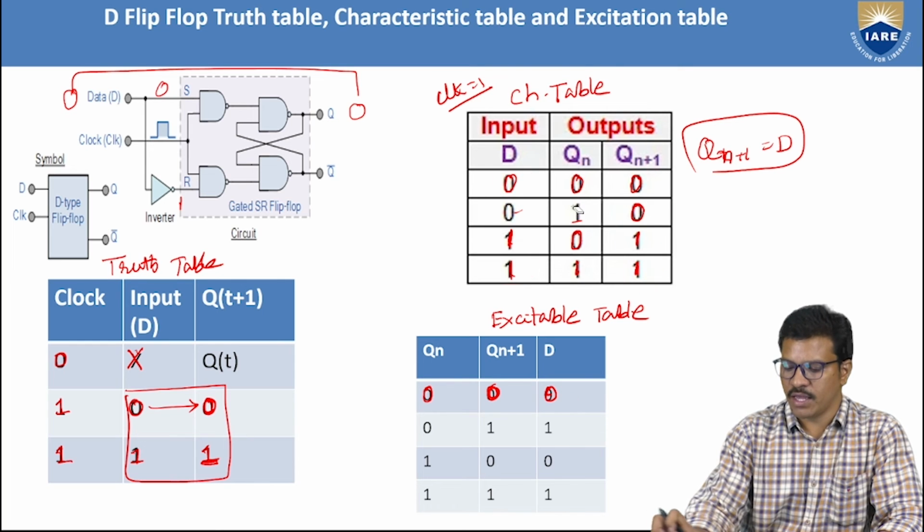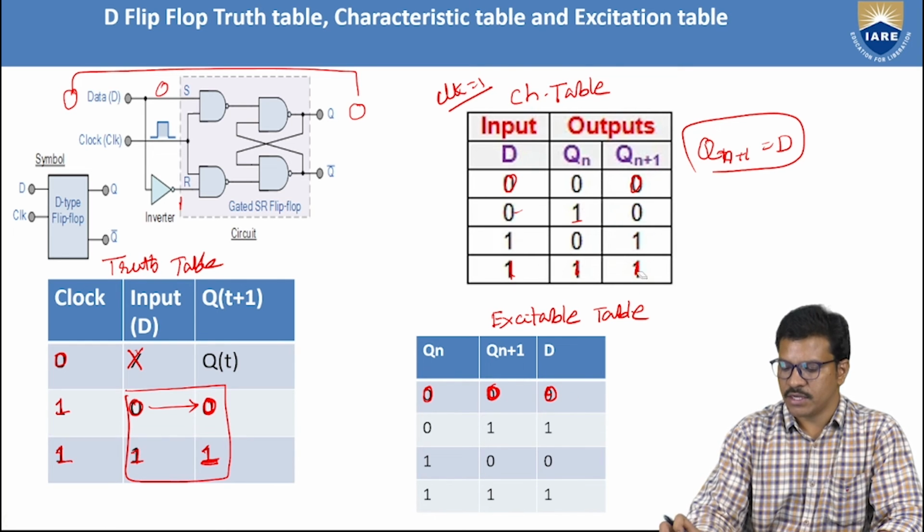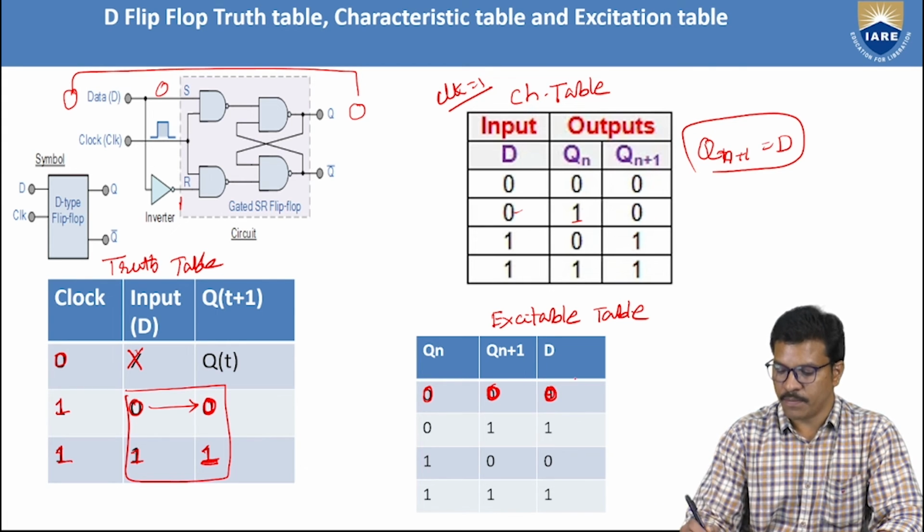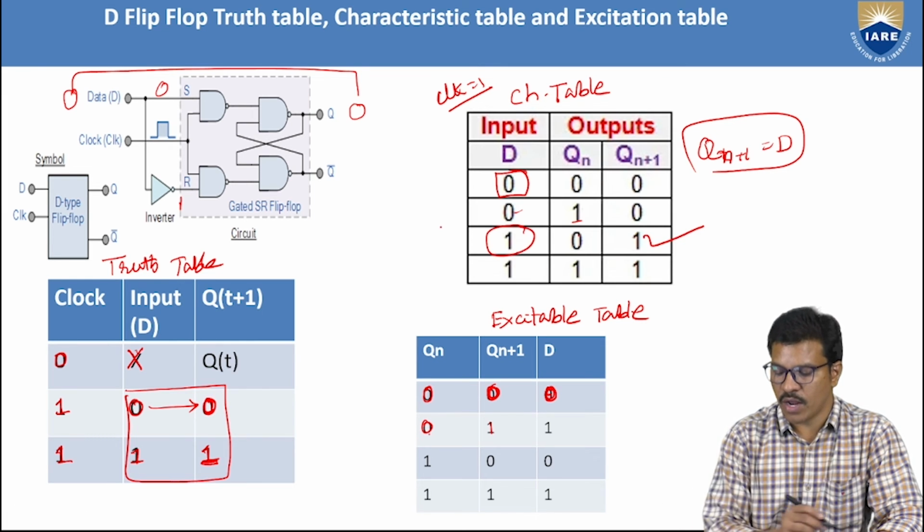Otherwise, you can prepare it from the characteristic table. At what combination of D? Present state 0, next state 0. So that combination is D is equal to 0. And present state 0, next state 1, at what value of D? D value must be 1.